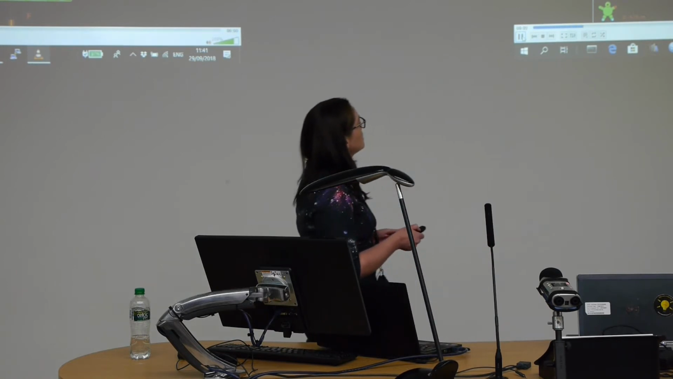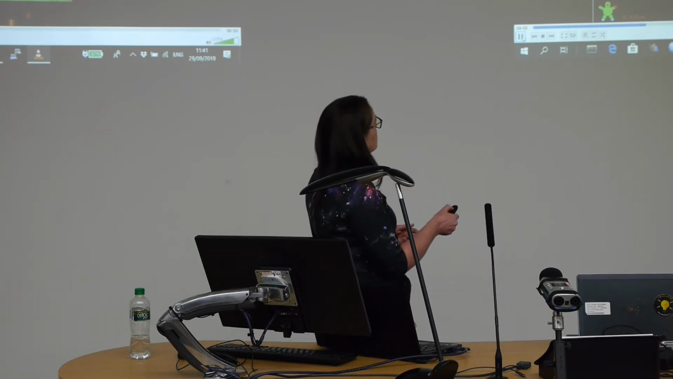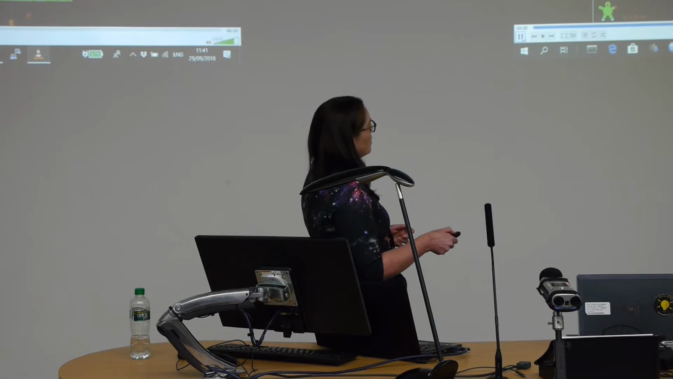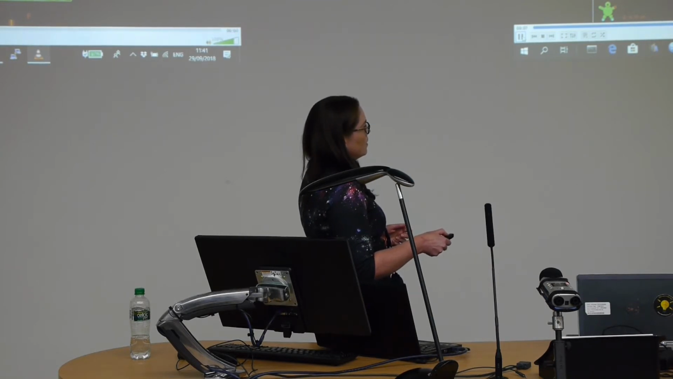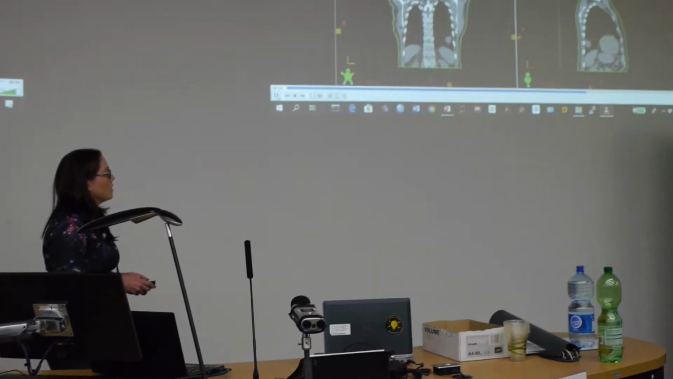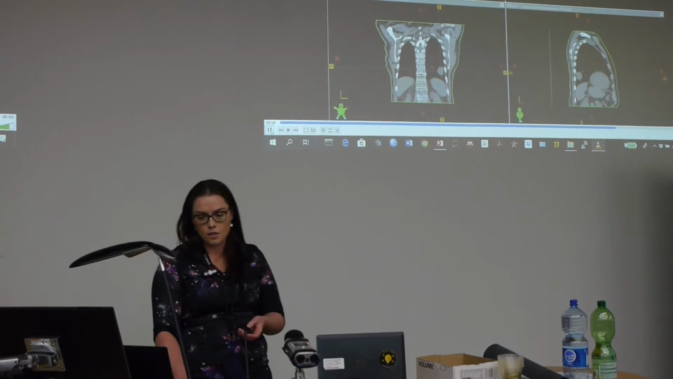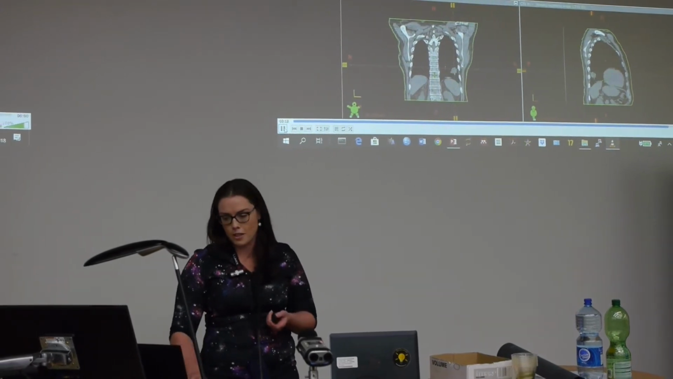You can see we have this small tumour here moving up and down. If you look at the heart here as well, you can see it's not just diaphragmatic motion, but you've got the heart beating. And there's quite a bit of motion in this patient. So obviously lung is your extreme example of this.